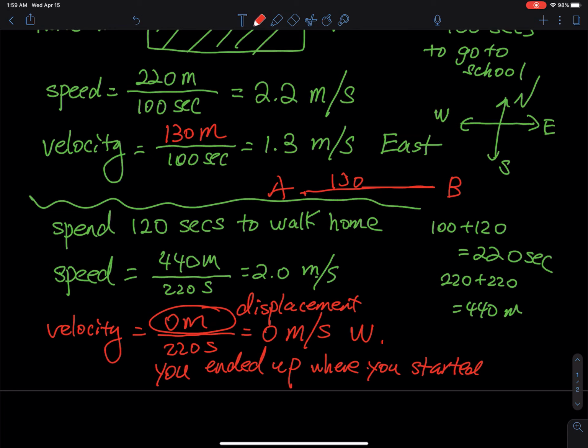So that's the difference between speed and velocity. This is only a basic introduction.